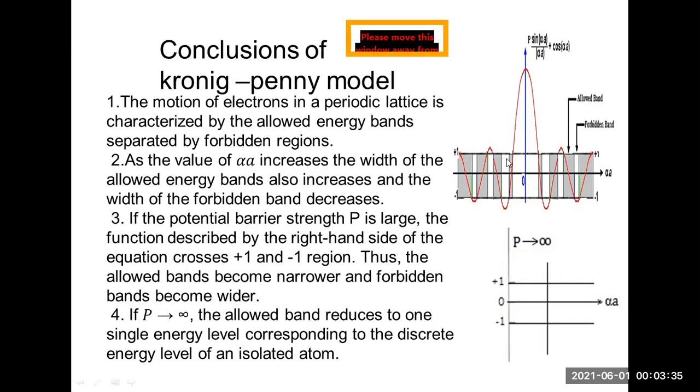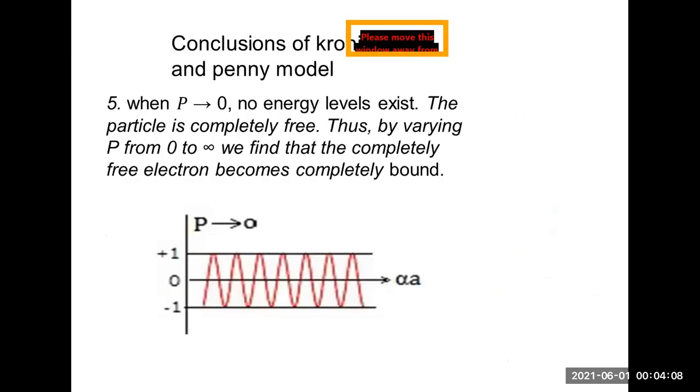This is the plus 1 and minus 1 limit, and the function is crossing the value of plus 1. Thus the allowed band becomes narrower, and the forbidden band becomes wider. When the potential barrier strength tends to infinity, the allowed band will definitely reduce to a single energy level, which corresponds to the discrete energy of the isolated atom.